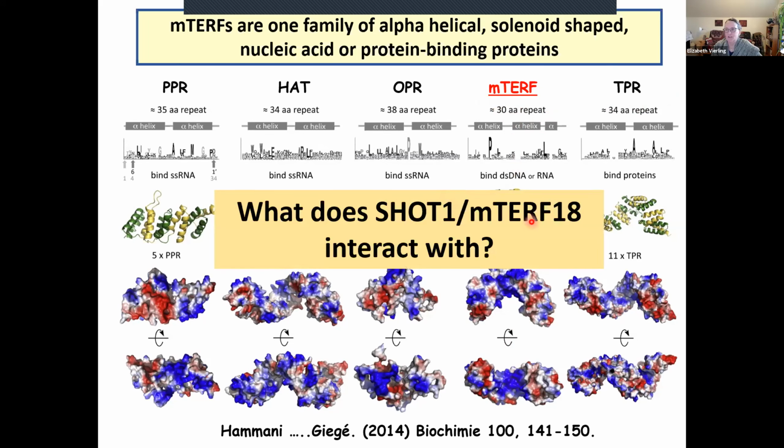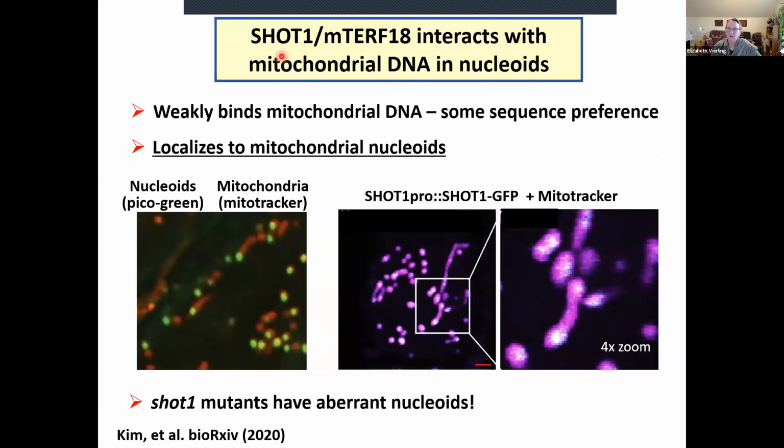So this begs the question, what does SHOT1 mTERF18 interact with? And it turns out that Min-Soo Kim was able to show that SHOT1 mTERF18 interacts with mitochondrial DNA and with mitochondrial nucleoids. So we find that it weakly binds mitochondrial DNA with some sequence preference, and it localizes to mitochondrial nucleoids. And I really love these pictures. We have mitochondria labeled with MitoTracker, and if you label mitochondrial DNA with PicoGreen, you see that it's compacted into nucleoids, as is all DNA compacted in some way to fit inside a cell. And when we label SHOT1 with GFP, we see that it localizes to these same types of structures in the mitochondria.